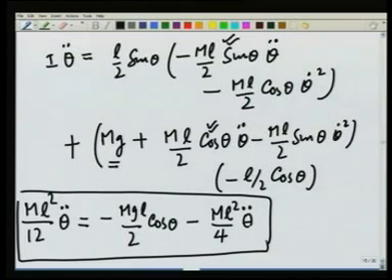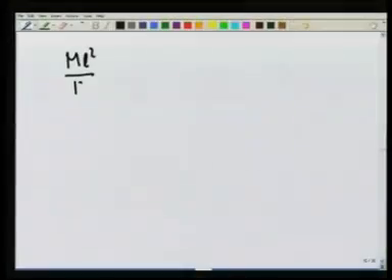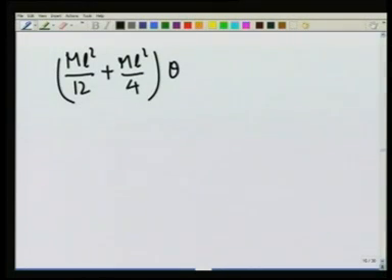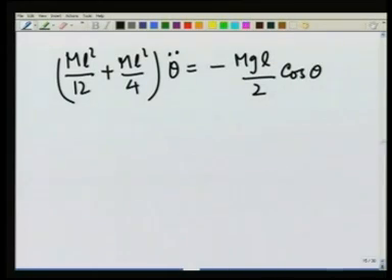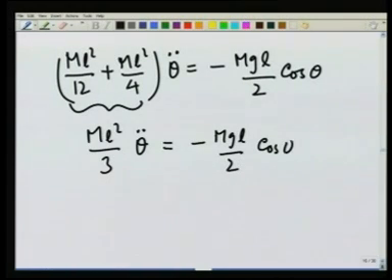When I substitute for n1 and n2 into the equation for torque, if I take this over to the other side, I am going to get m L square over 12 plus m L square over 4 times theta double dot is equal to minus mg L over 2 cosine of theta. Let us check that, if that is correct, and that is correct. This is m L square over 3 theta double dot is equal to minus mgL over 2 cosine of theta.